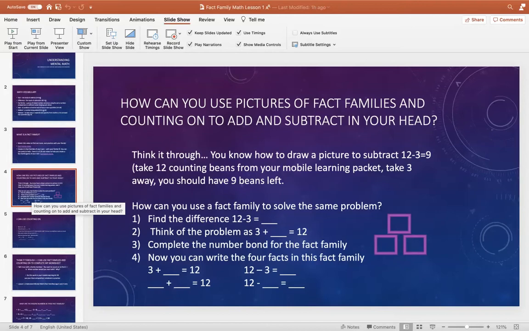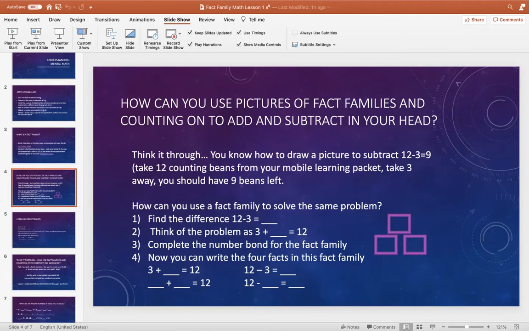Using pictures of fact families and counting on to add and subtract in your head. Adding and subtracting in your head is called mental math. And using pictures like playing cards, like counting on, are ways to do math in your head. So I want you to think it through. If you know how to draw a picture to subtract 12 minus 3, that equals 9. In your mobile learning packet, you could take out 12 counting beans, take 3 away, you should have 9 left.